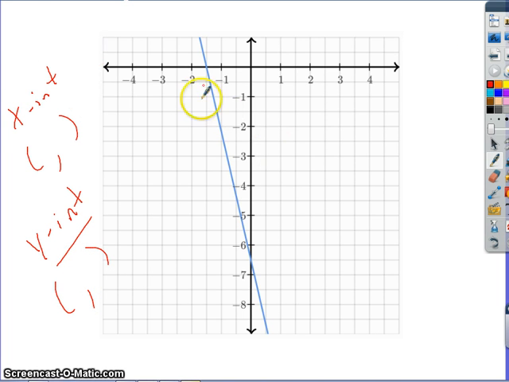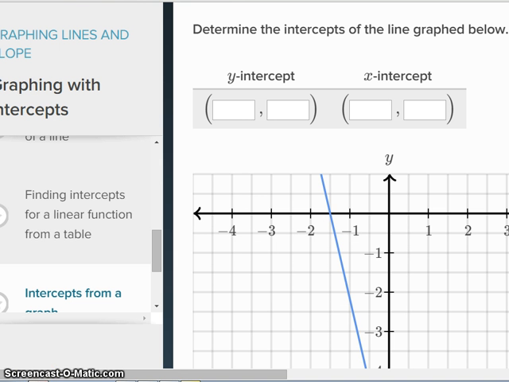Okay, the correct answers were, I'm going to start off by telling which one was which. This was, of course, the x-intercept, because that's the x-axis, and this is the y-intercept. Okay, the x-intercept occurs when y is 0, and the y-intercept occurs when x is 0. And now that happens at negative 1.5, comma 0, and this is 0, comma negative 6.5. Okay, and then here's how to type that in. The y-intercept is negative 6.5, comma 0, and the x-intercept is 0, comma negative 1.5. Okay, so there's how to type it in.